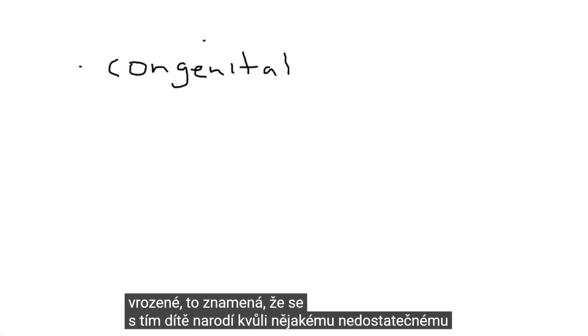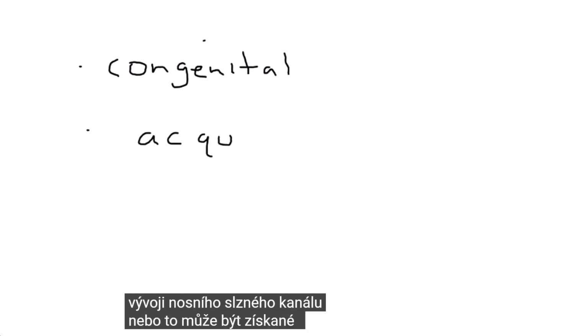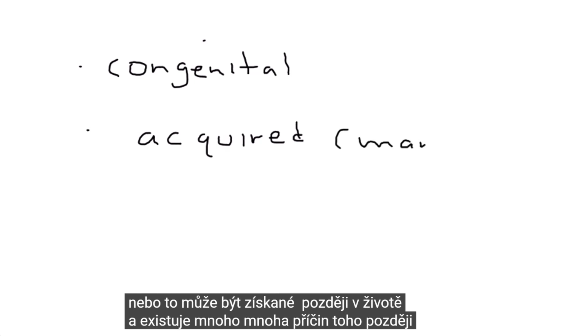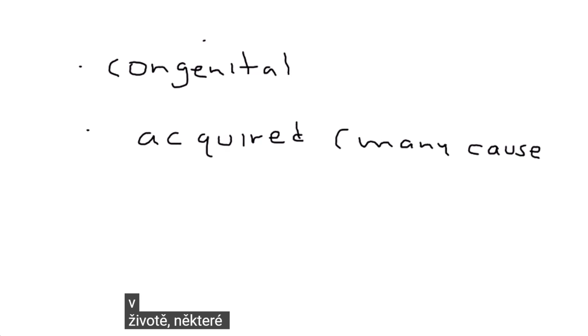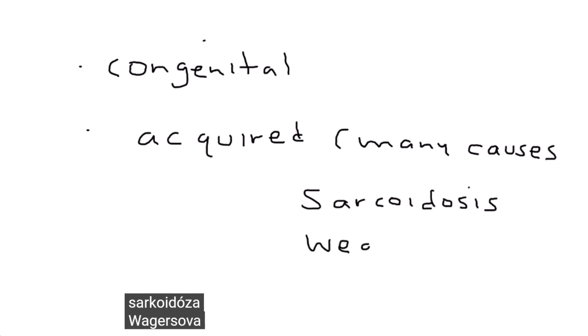Now, it can be congenital, meaning the child is born with it because of some inadequate development of the nasolacrimal duct, or it can be acquired later on in life. And there's many causes of it later on in life. Some of them are inflammatory disorders such as sarcoidosis, Wegener's granulomatosis.